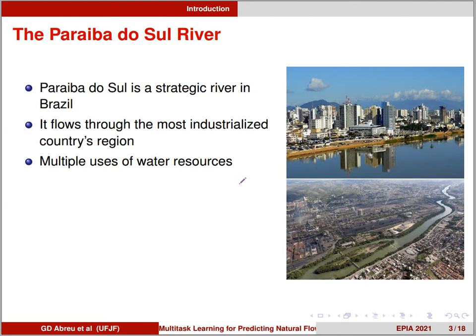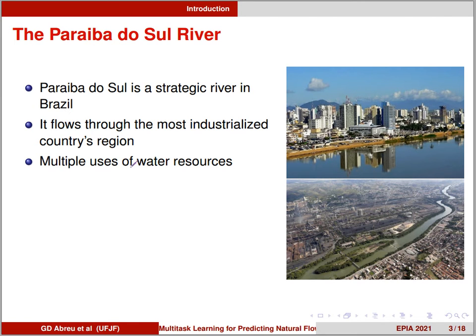So, the Paraíba do Sul River is a strategic river in Brazil. It flows through the most industrialized region of the country, between the two biggest cities in Brazil, São Paulo and Rio de Janeiro.